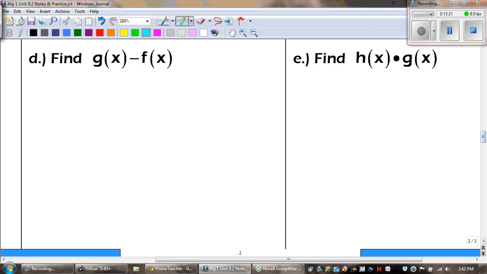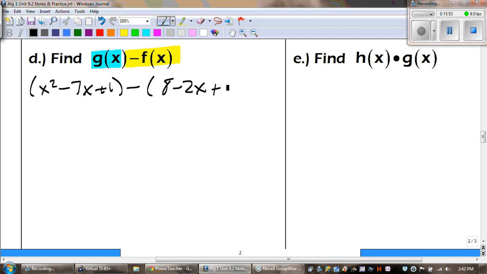All right. And remember, guys, order matters when we're doing subtraction. Okay, so we have the same two functions, but now we just flipped the order around. So let's write the g of x, which was the x squared plus, or was that minus? Minus 7x, sorry about that. So minus 7x plus 1, and we're subtracting the 8 minus 2x plus 3x squared.